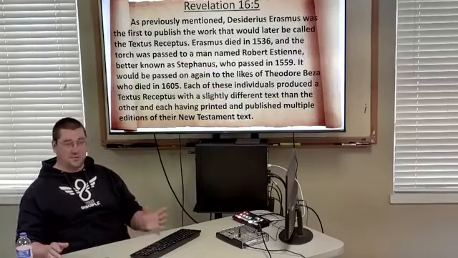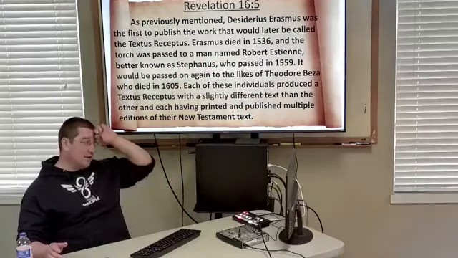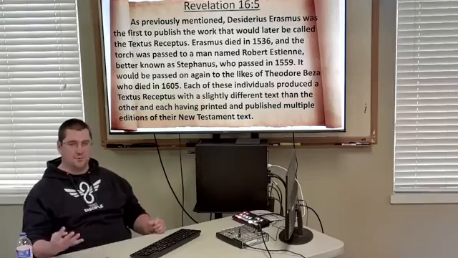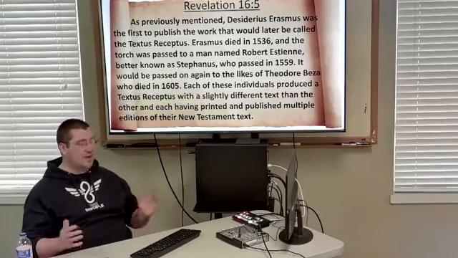So, as previously mentioned, Desiderius Erasmus was the first to publish the work that would later be called the Textus Receptus. Erasmus died in 1536, and the torch was passed to a man named Robert Estienne, better known as Stephanus, who passed in 1559. It would later be passed again to the likes of Theodore Beza, who died in 1605. Each of these individuals produced a TR with a slightly different text than each other, publishing multiple printed editions, and they were all different. Erasmus had 5 editions, Stephanus had 4 editions, Beza had multiple editions, okay?